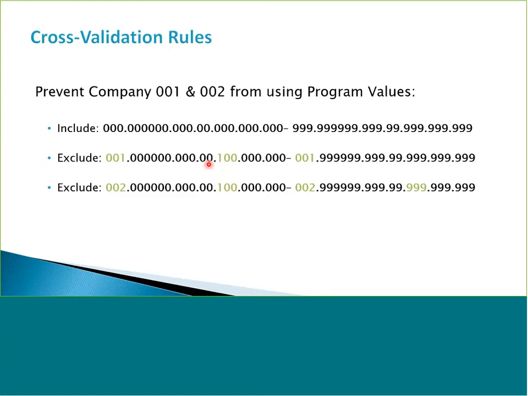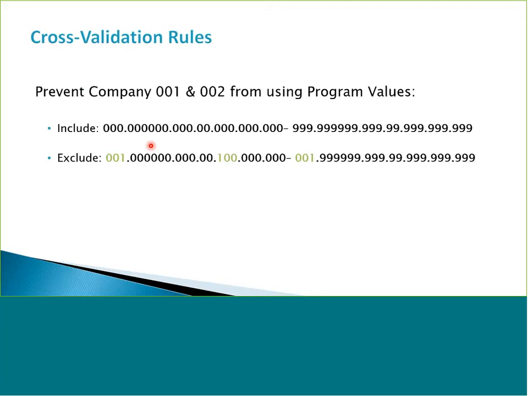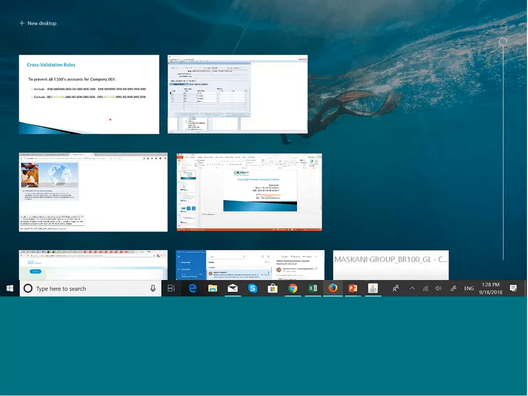Okay. So we have already said that in order to use cross-validation rules, we have to first enable cross-validation for your chart of account structures, and we saw that we have already done that. And then we go and enter the cross-validation rules. So that is what we are going to do. Let me go back to the very first example, and this is the one that we are going to start with for the practical session today.